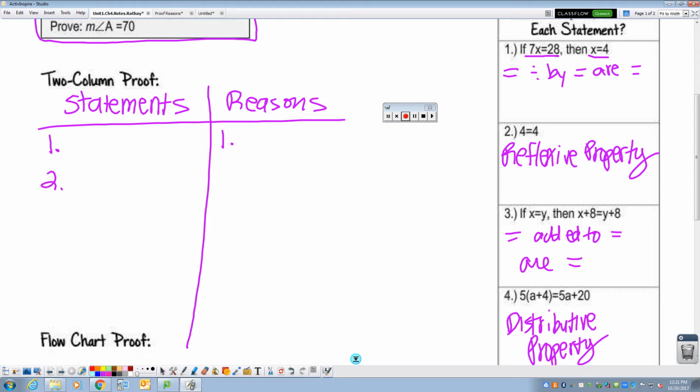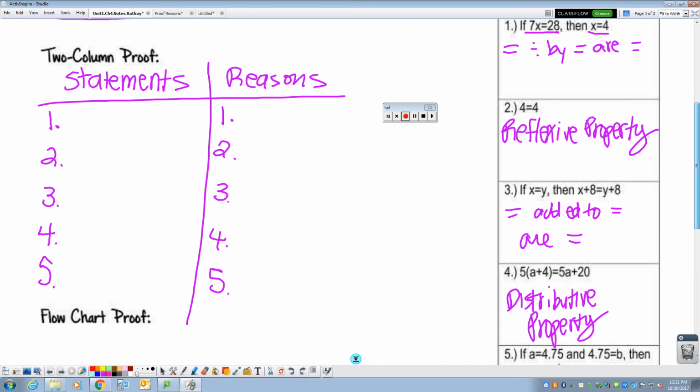And our proof is actually going to have 5 steps. And part of your homework for tonight is going to be to complete those 5 steps, but with the video, not on your own. But that's what a 2-column proof is going to look like.